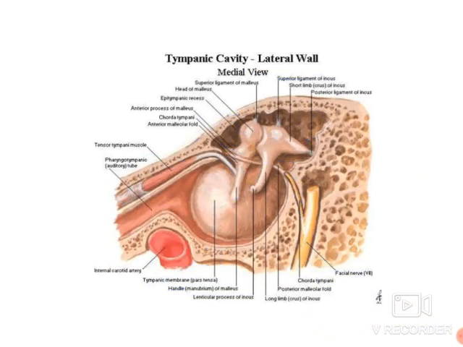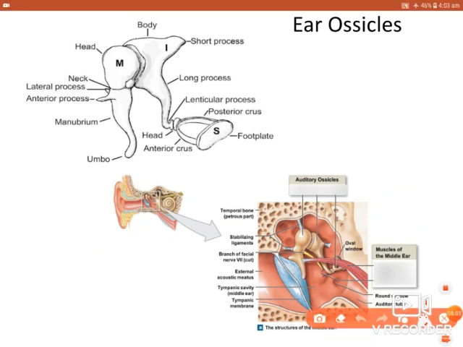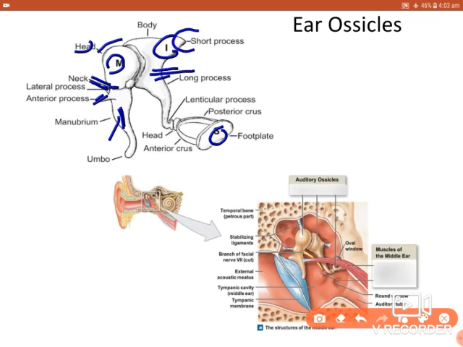Okay. Then coming to the features of these ear ossicles, those are the malleus, incus, and the stapes. The parts of the malleus: this rounded part is the head. The constricted part here is the neck. It has processes: this is the anterior process, the lateral process. This is the handle of this malleus. Then here this is the incus. This part is the body. This is the short process. This is the long process.